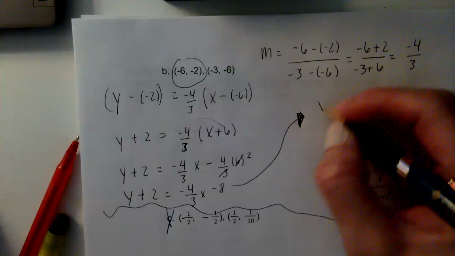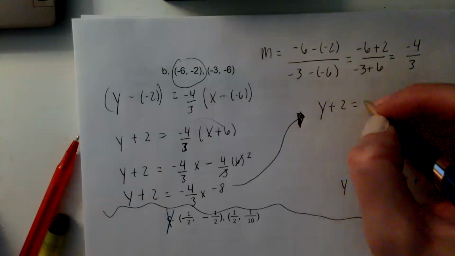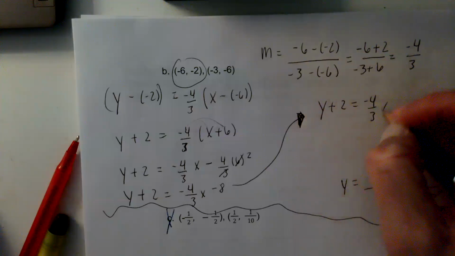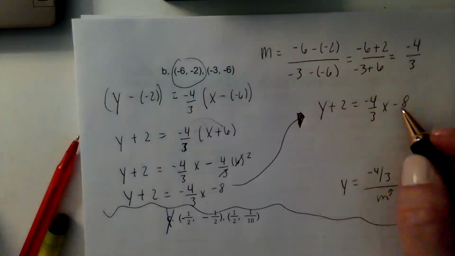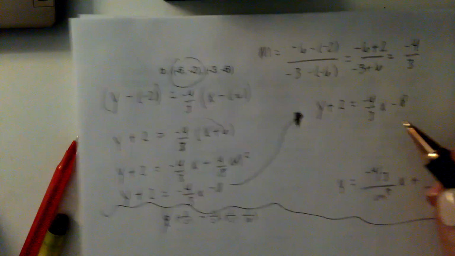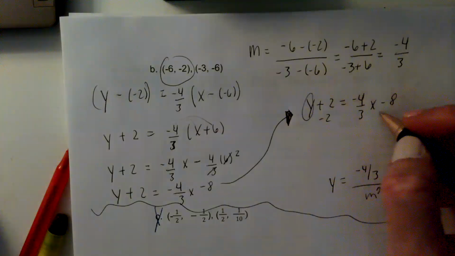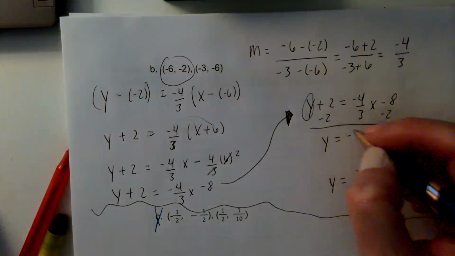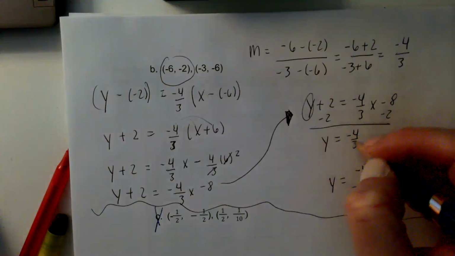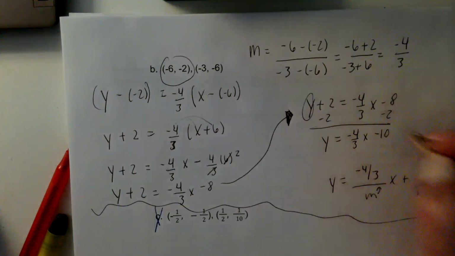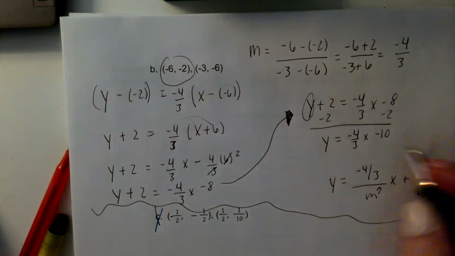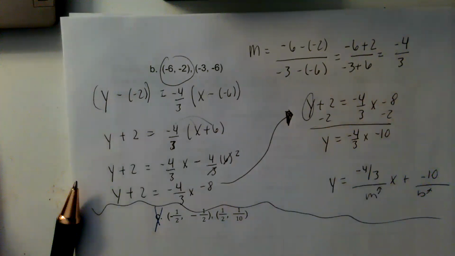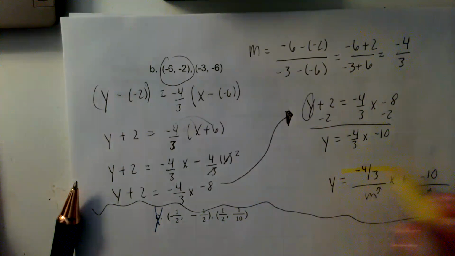So I'm just going to rewrite it up here to have more space, and I'm just going to tidy it up. So the only thing we have to do to get y alone is subtract 2, so I don't have to worry about anything with that fraction. So y equals -4/3 x minus 10. So my y-intercept is -10. So here's my equation.